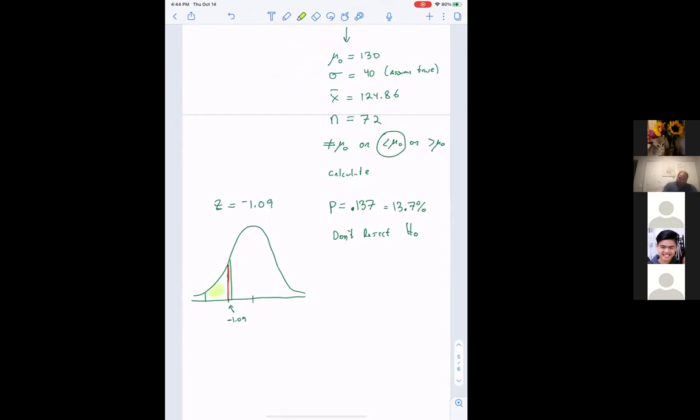And what is the probability of getting anything past that? What's the probability that Z will be less than negative 1.09? How do I calculate that? The probability that Z is less than negative 1.09. Anyone, how do I calculate the probability that Z is less than negative 1.09?